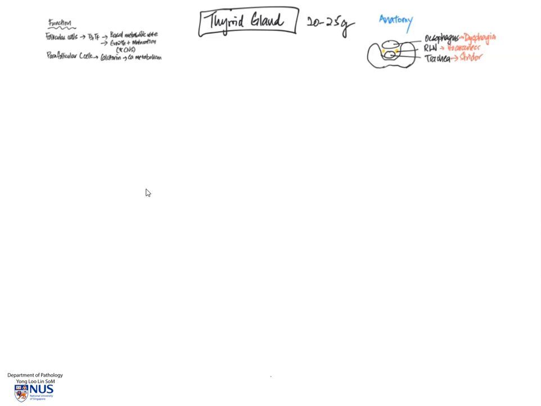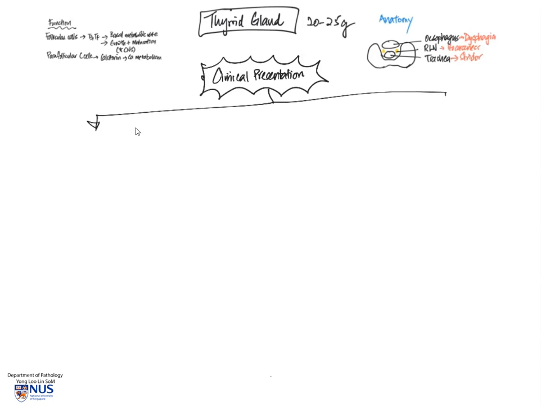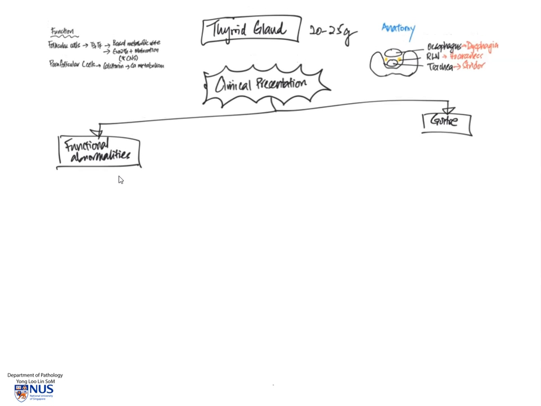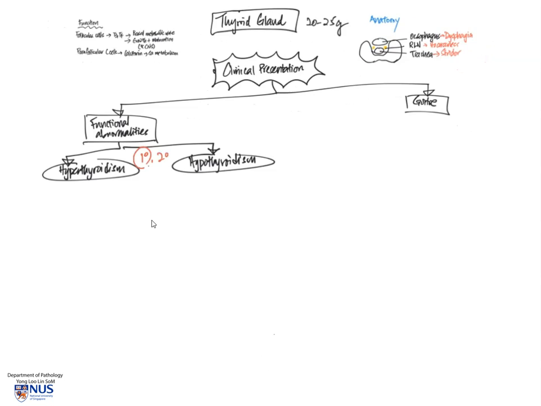Now we are going to focus on the main clinical presentations of thyroid disease. The thyroid gland, being an endocrine gland, has an added component to clinical presentation, which is that of functional abnormalities. And in addition to functional abnormalities, of course, the patients may also complain of an enlarged thyroid gland, and this is known as a goiter.